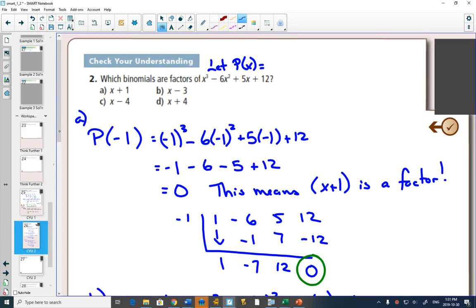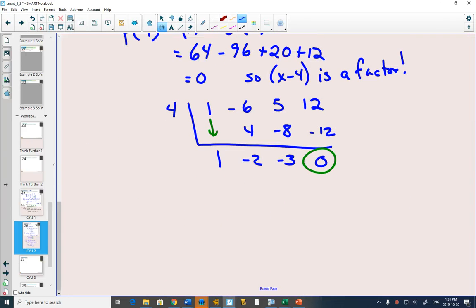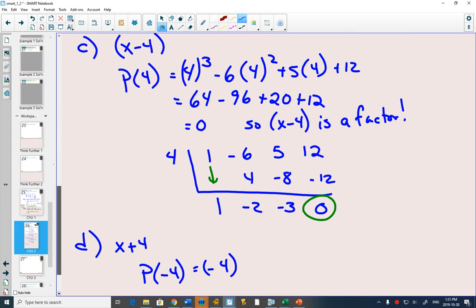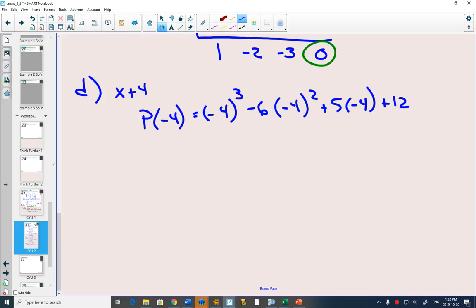Oops. And then part D. Hopefully they show us an example where one doesn't work. We're checking x plus 4. So we plug in p of negative 4. So you get negative 4 cubed minus 6 times negative 4 squared plus 5 times negative 4 plus 12. Negative 64, minus 96, minus 20, plus 12.